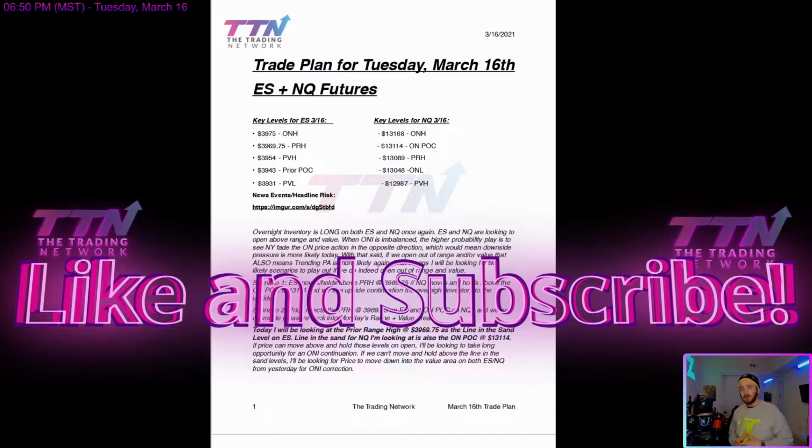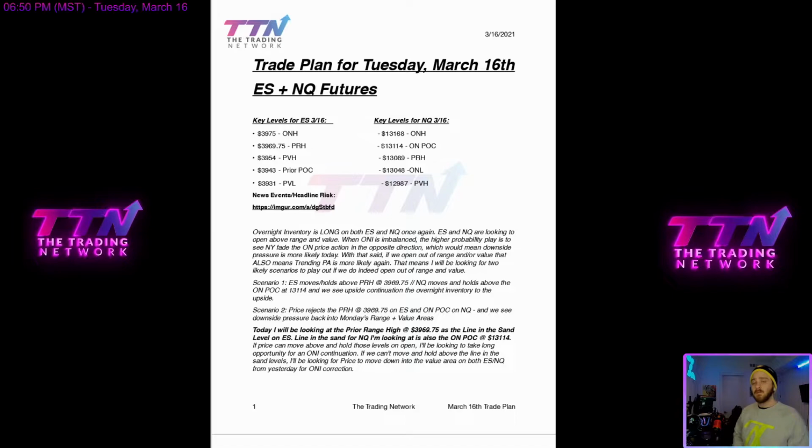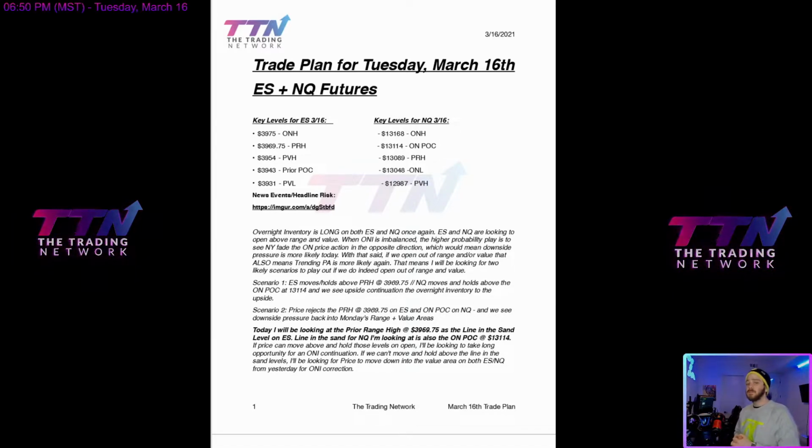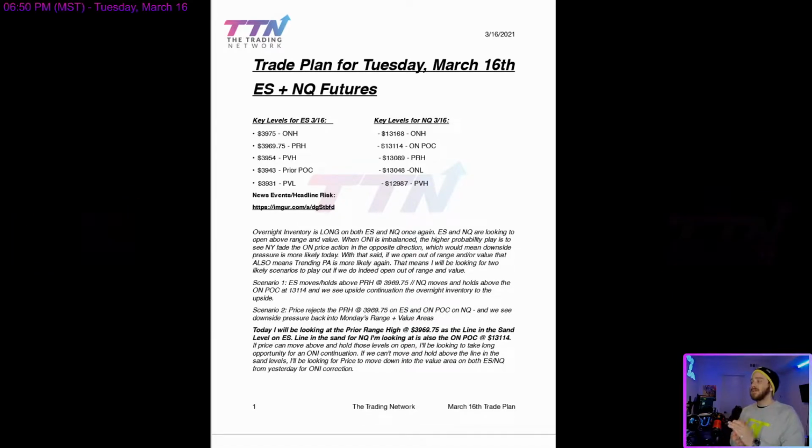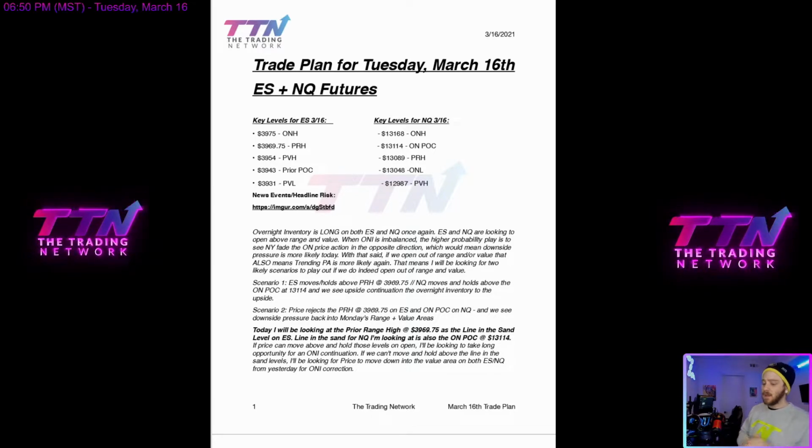It is Tuesday, March 16th, and I've got another daily market profile recap for both ES and NQ futures markets. Before we get into the trade plan, I want to start off by saying that these levels today were derived from the March contract.